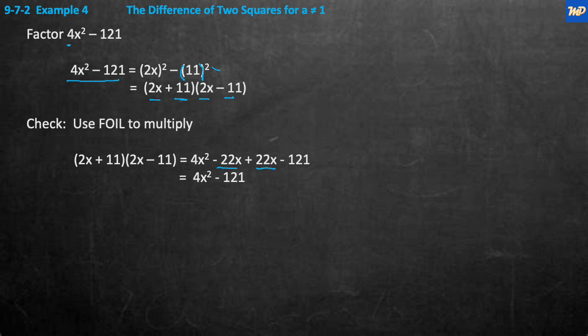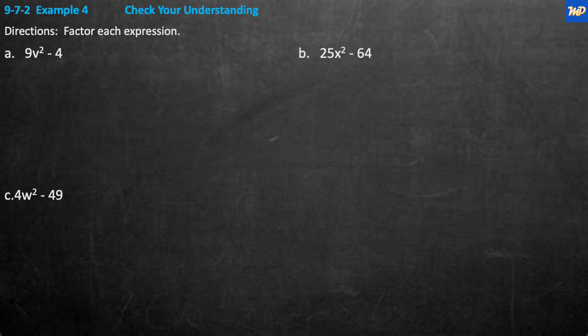And then finally we have 11 times negative 11, so it's negative 121. These two terms right here cancel because they're plus and minus the same term. So we end up with 4x squared minus 121. Then that's the solution to that one. Okay, example 4, check your understanding. Factor each expression. Go ahead and pause the video. When you come back, we'll work them together.